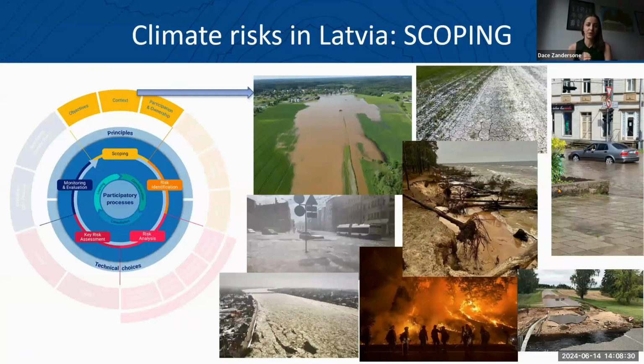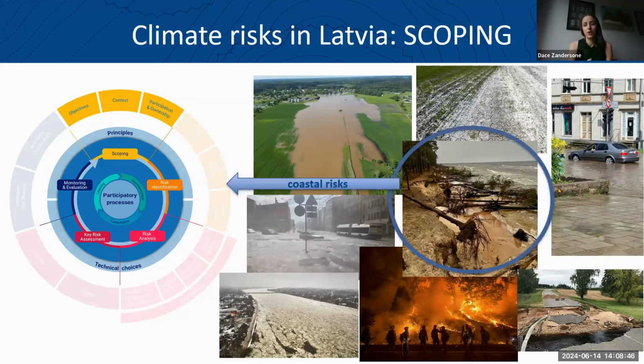The first phase, as I mentioned, is the scoping phase. At this phase, we were trying to think about our climate risks and which risks we want to start with. So we started with floods, with the coastal risks at this time. My presentation will continue mainly with these risks, and I will give an example of how we are going through the framework when talking about coastal risks.